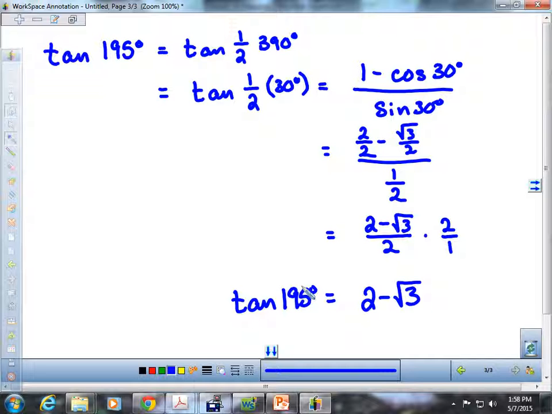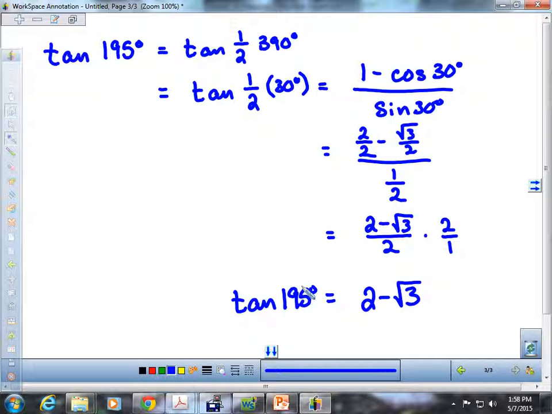Quadrant 3, right? Tangent in quadrant 3 has to be positive, right? All students take. Tangent's positive in quadrant 3. Is 2 minus radical 3 positive? And I do not want you going to your calculator. Is 2 minus radical 3 a positive number or a negative number? It's got to be a positive number, right?